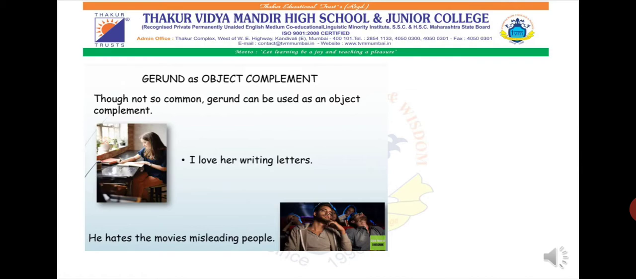I love her writing letters. I don't love her, but I love something in her. What do I like? Writing letters. So we see it is giving us more information about an object. Okay. In the second sentence, he hates the movie misleading people. He does not hate all the movies. He hates something. What does he hate? Movies which mislead the people.